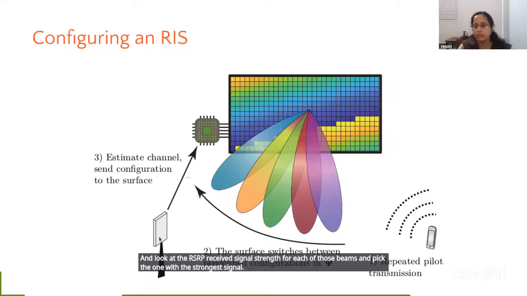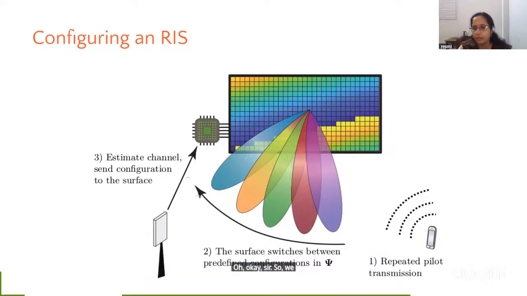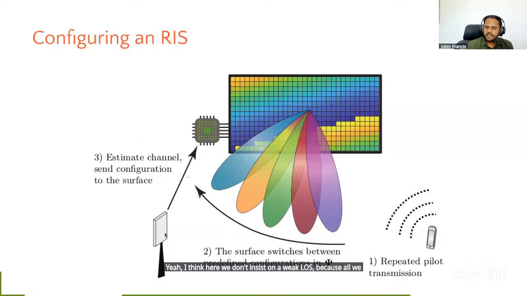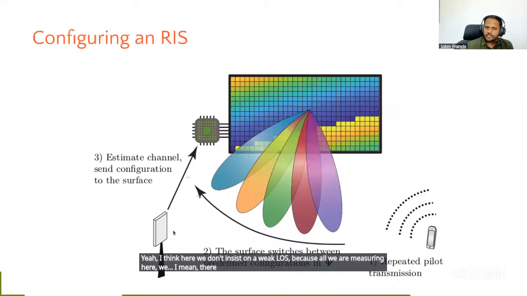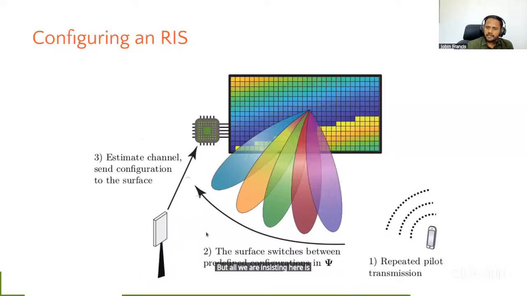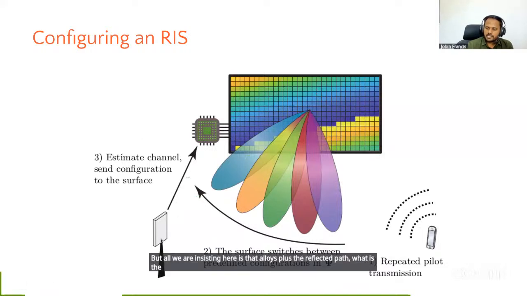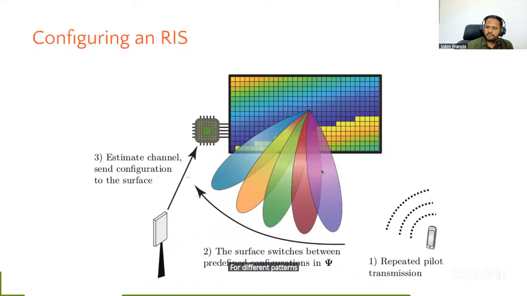Oh, okay, sir. So we need at least a weak LOS here, right? Yeah, I think here we don't insist on a weak LOS. There could also be an LOS component, but all we are insisting on is the net received signal strength of the LOS plus the reflected path for the different patterns that we try.